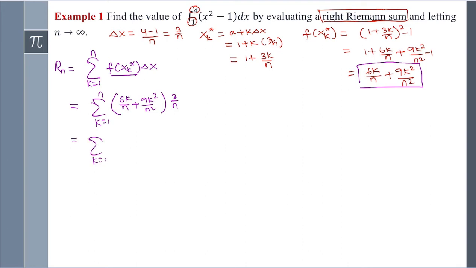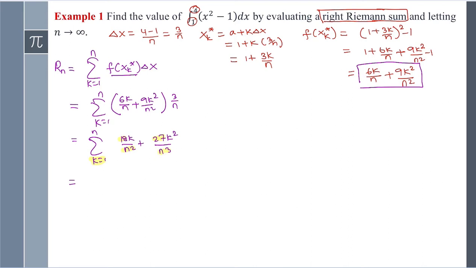So k equals 1 to n. When we distribute that, we get 18k over n squared plus 27k squared over n cubed. Now let's go ahead and separate this. Here we are summing over k. That means n is a constant, so we can factor out a constant when we are finding the sum.